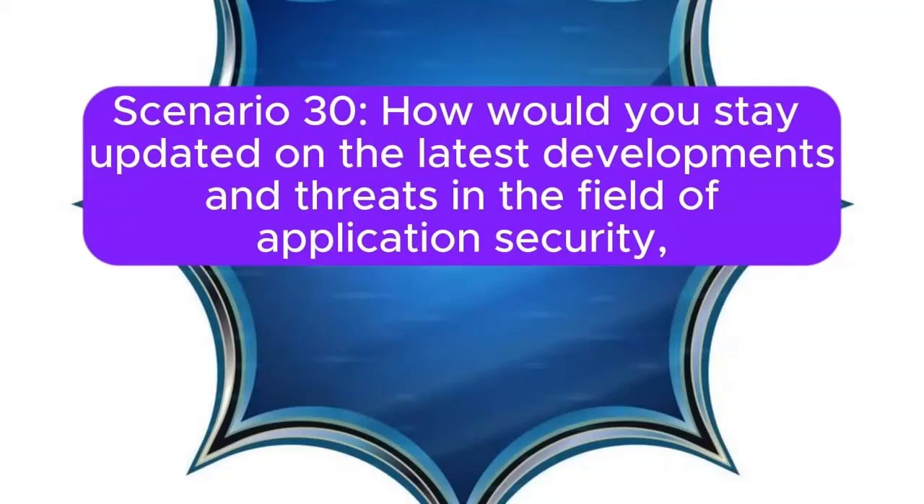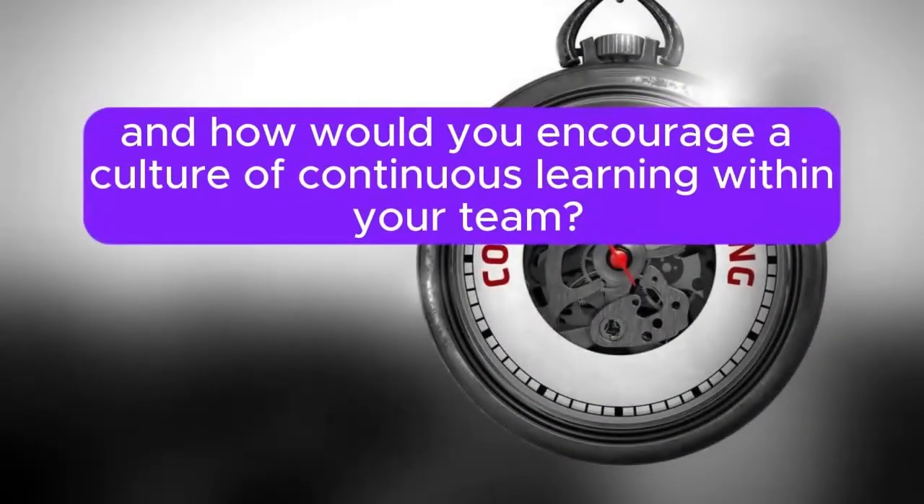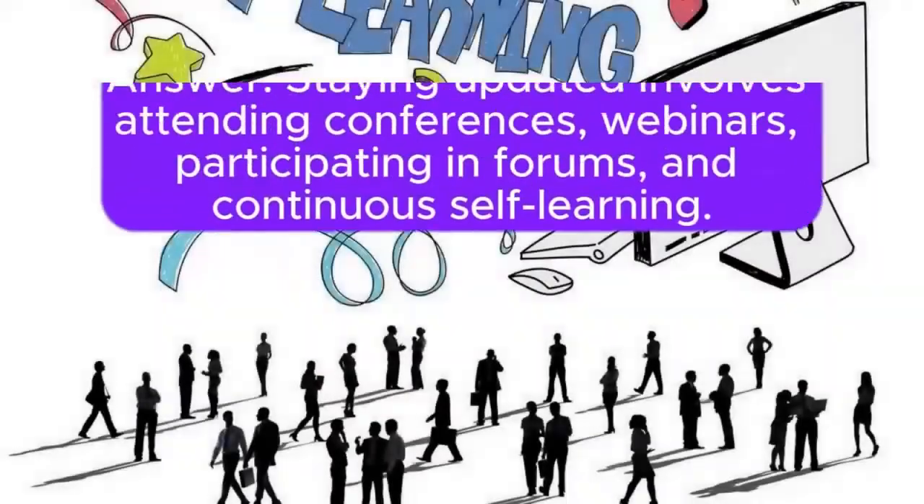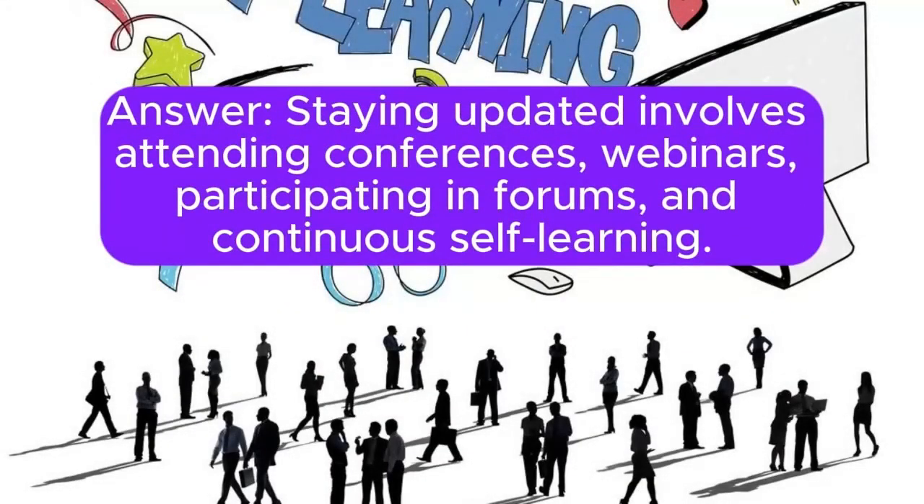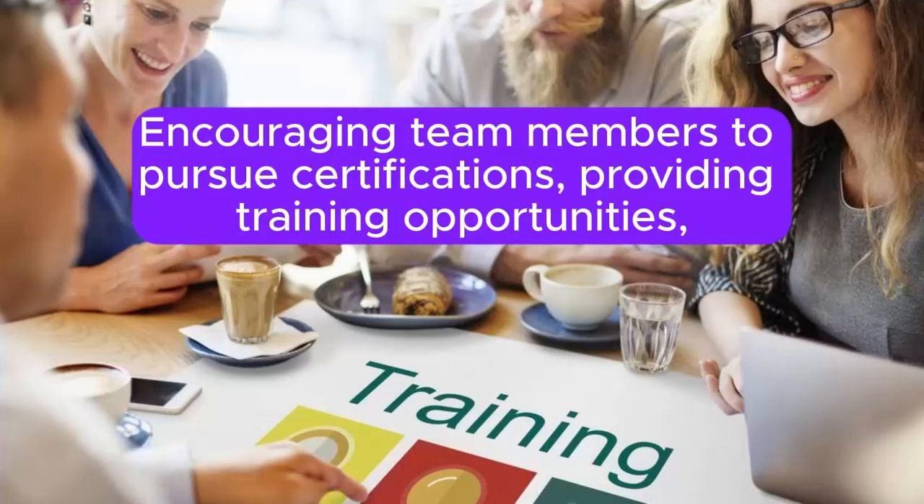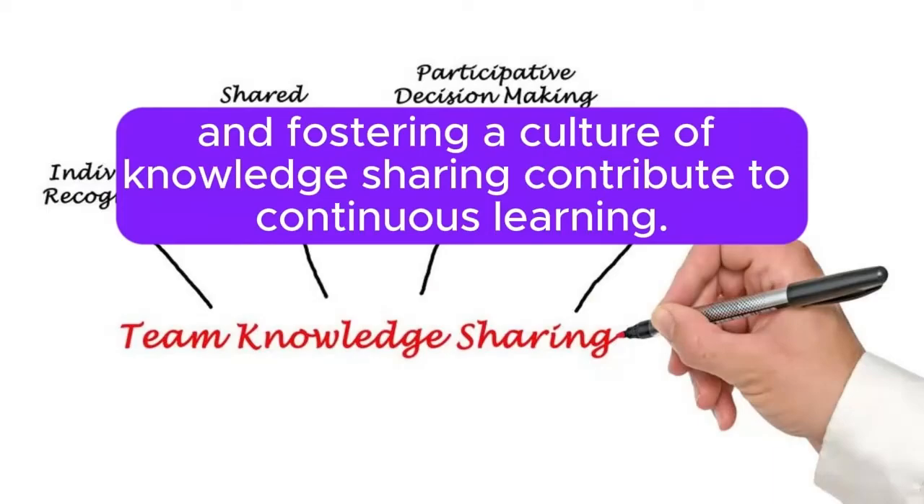Scenario 30. How would you stay updated on the latest developments and threats in the field of application security? And how would you encourage a culture of continuous learning within your team? Answer: Staying updated involves attending conferences, webinars, participating in forums, and continuous self-learning. Encouraging team members to pursue certifications, providing training opportunities, and fostering a culture of knowledge sharing contribute to continuous learning.